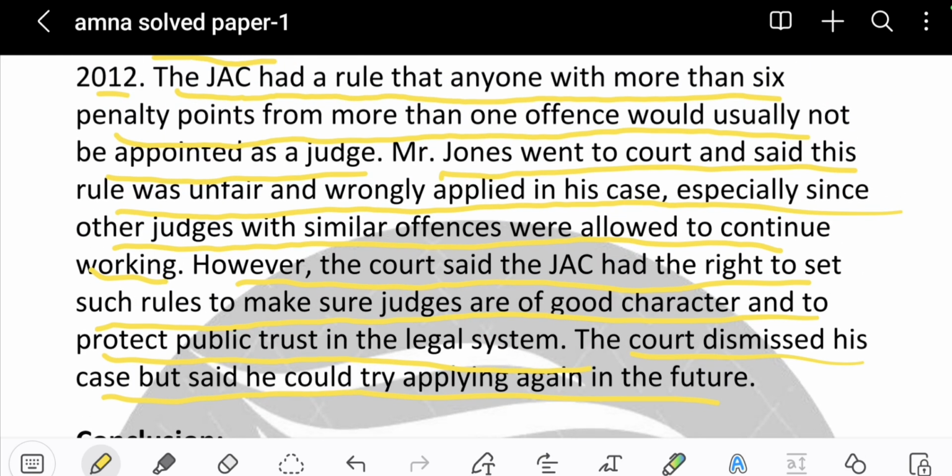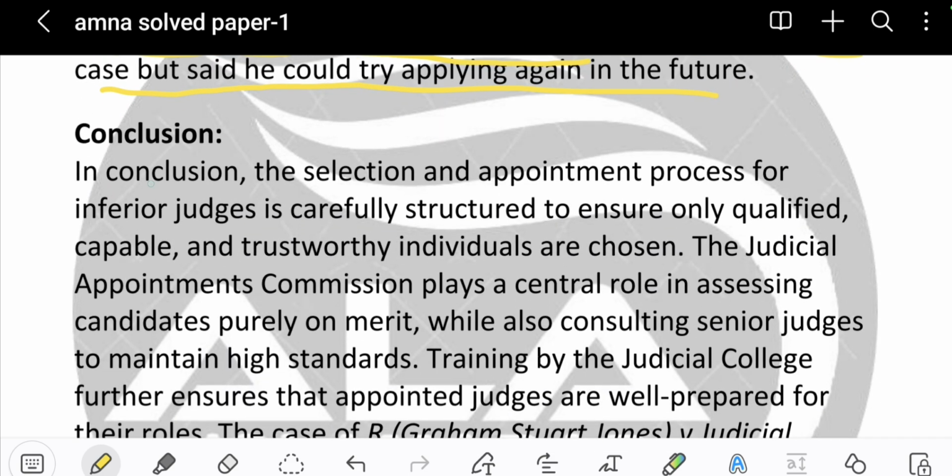So basically, this whole case is very important in this topic because this case helped us see that judges should have good character and they should not have any kind of bad thing they did in the past. So I'm going to read out the conclusion. In conclusion, you can add the heading, but it's better to not add a heading, so you can just skip the heading and directly write your answer from the conclusion.